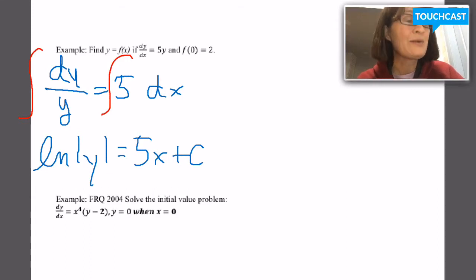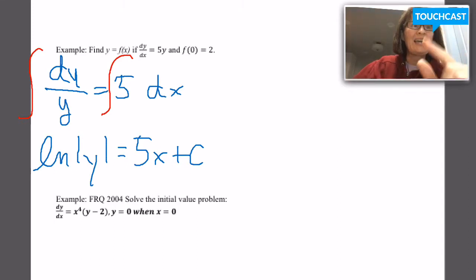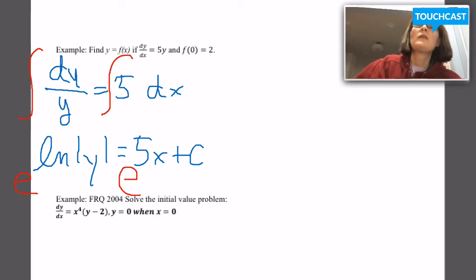So how is it that we can get y by itself? We're going to go through that process we just went through. We are going to make both sides of this equation exponents on a base of e. So I'm going to put this e here. This process, the actual term for it, is called exponentiation. Well, e to the natural log, those functions cancel each other out.